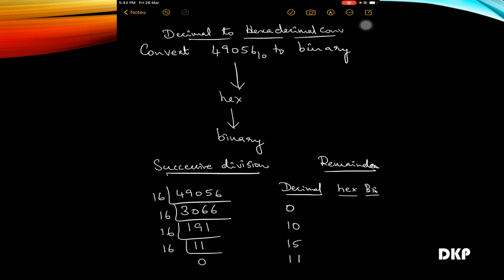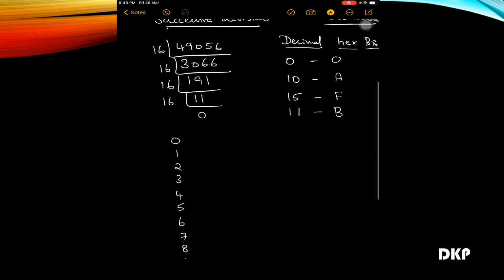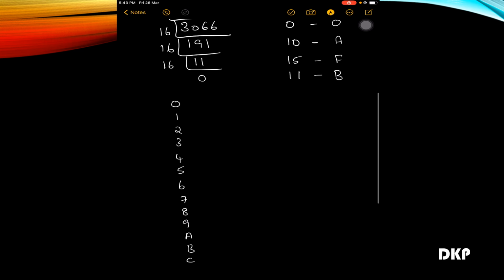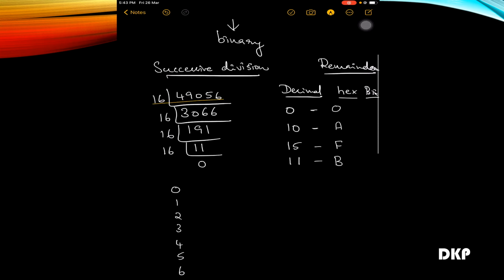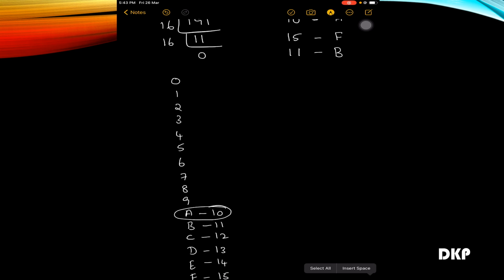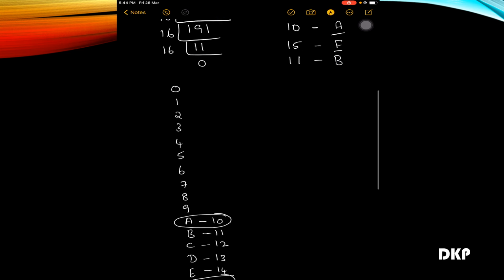Now, here you have to convert this decimal to hex. What is the hexadecimal number of this decimal? It is 0 itself. What about 10? It is A. 15, F. And 11, B. For writing this, you should know the hexadecimal digits: 0, 1, 2, 3, 4, 5, 6, 7, 8, 9, A, B, C, D, E, F, where A represents 10, B represents 11, C 12, 13, 14 and 15. Therefore, instead of 10, I have written A here. Instead of 15, F, and 11 represents B.